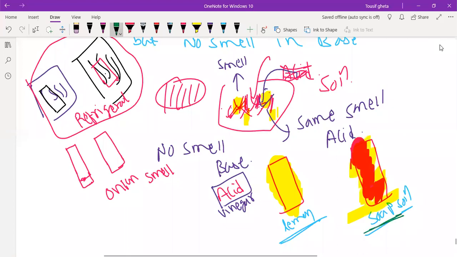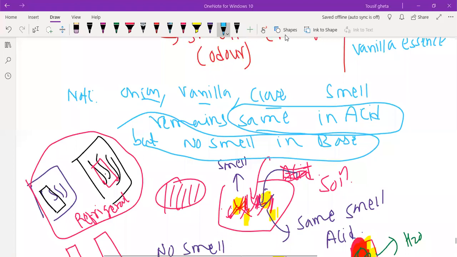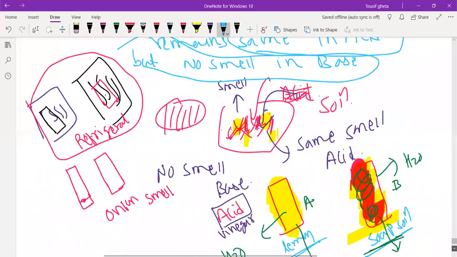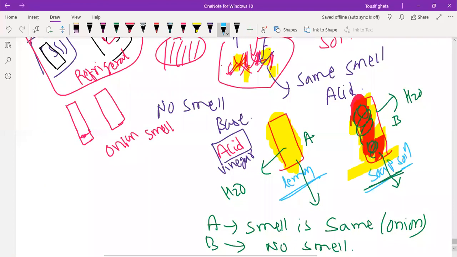Now, after some time, wash both with water. Now take a deep smell of both. Now tell me, what will you see in A and what will you see in B? Can you tell me? So what is the answer? The answer is in A the smell will be the same. In B there is no smell, or the smell will get changed.